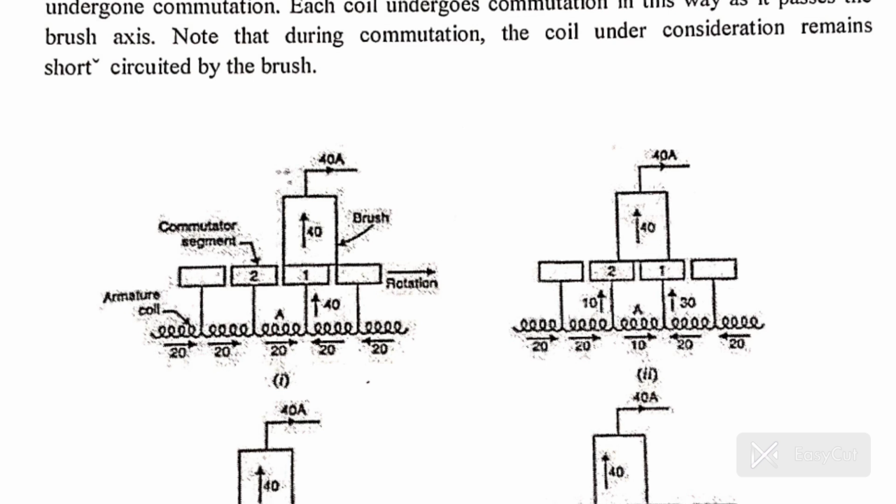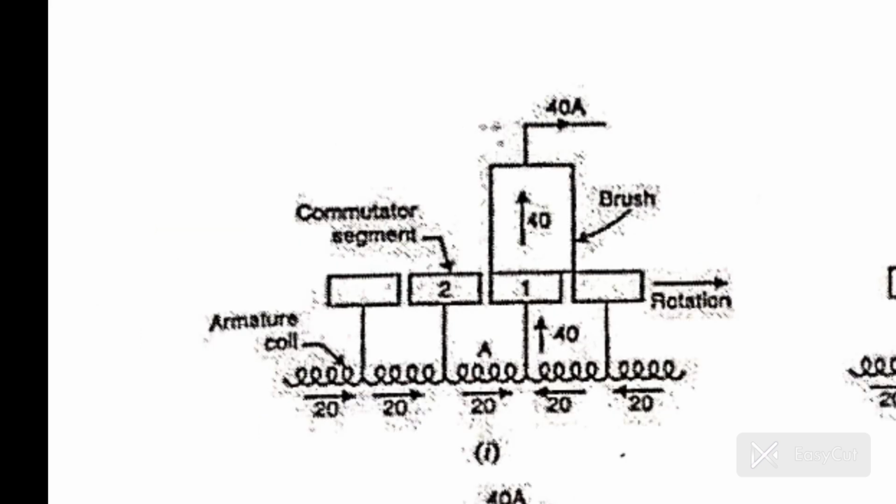It means the current reverses completely and smoothly, with no sparking. Here's what we assume. The coil has no inductance. The brush width, we use one commutator segment plus one mica insulation. Total current, 40 A. So each path has 20 A.